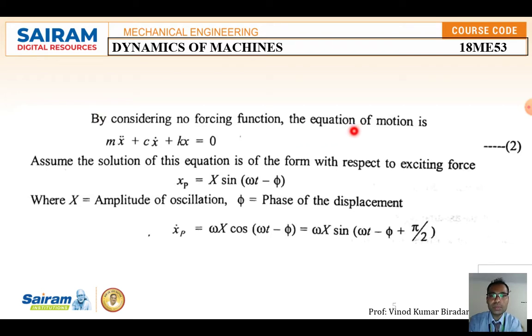By considering no friction forces, the equation of motion, where there is no friction and no external force, means it is equal to 0. So here m x double dot plus c x dot plus k x is equal to 0. Here we are going to consider the zero force.